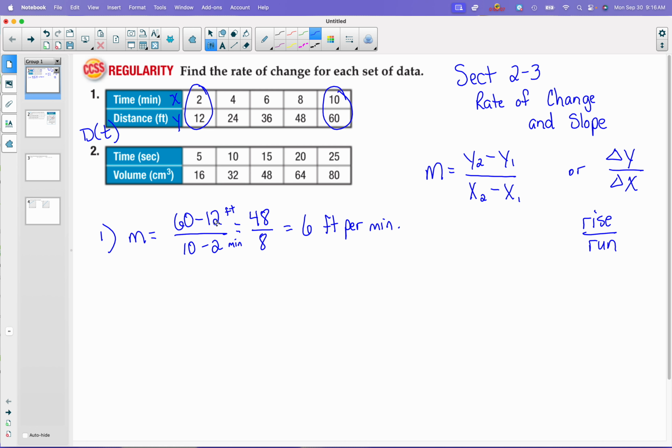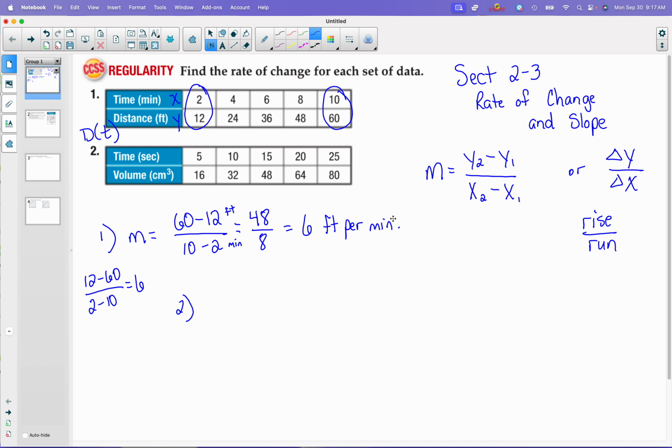Now, if you instead had put the 12 minus 60 on the top, and you put 2 minus 10 on the bottom, you would find that you still get 6. You'll have a negative 48 over negative 8, so it would still work. Now, what you can't do is put the 60 minus 12. If you start with the 60 in the numerator, then you have to start with the 10 in the denominator. So just pay attention to that.